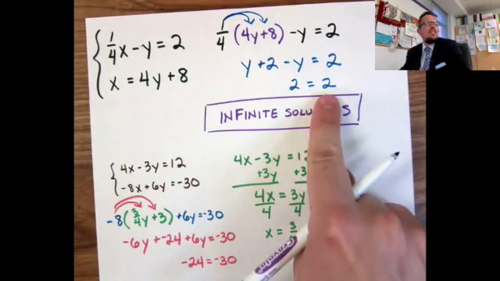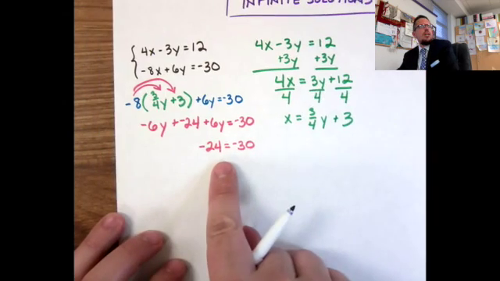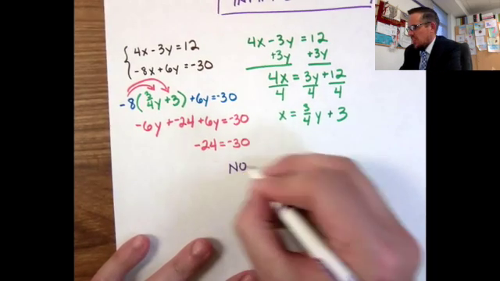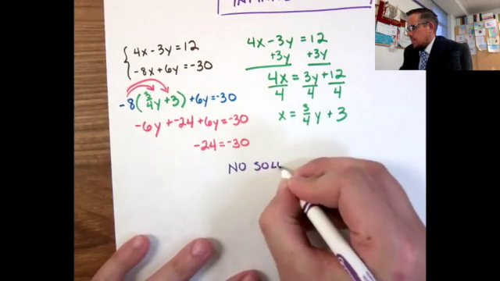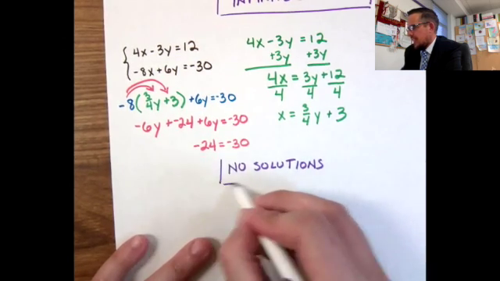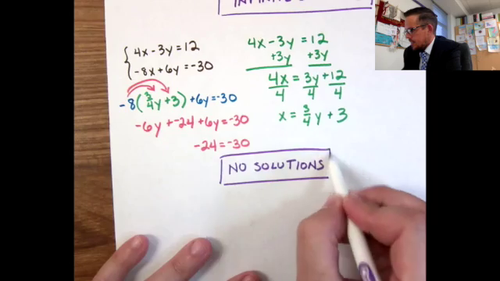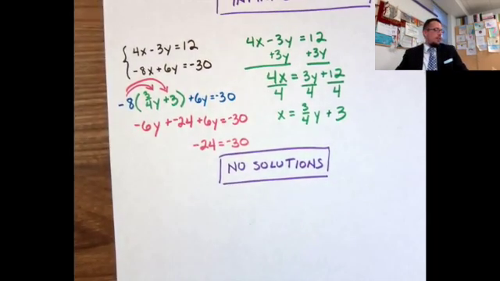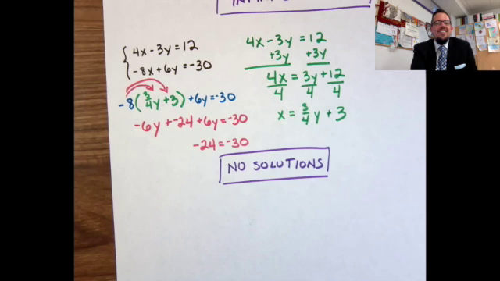But the difference is, on the last one, I ended up with a true statement, and on this one, I ended up with a not true statement. This is what no solutions looks like. With no solutions, the variables drop out, and what you end up with is lies. Negative 24 does not equal negative 30. Who told you that? Outrageous. Any questions about that?